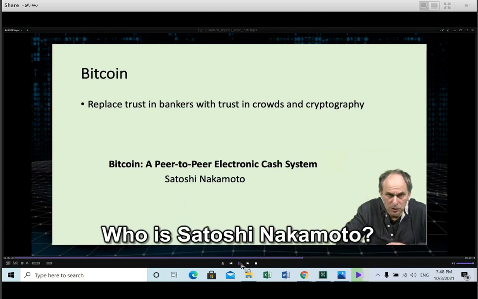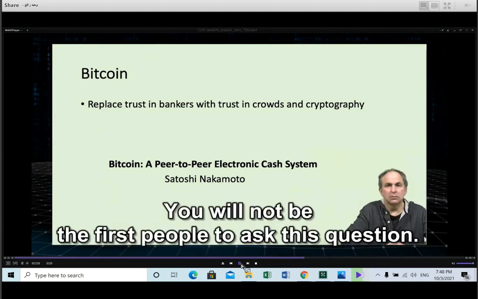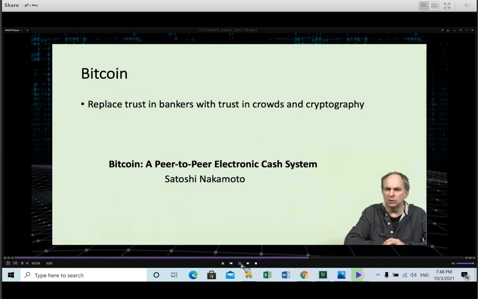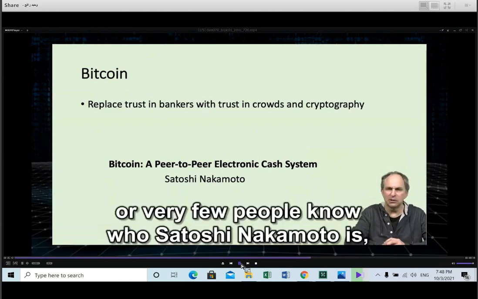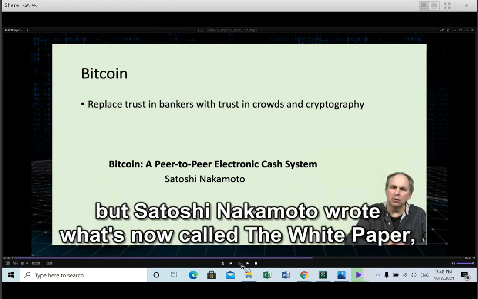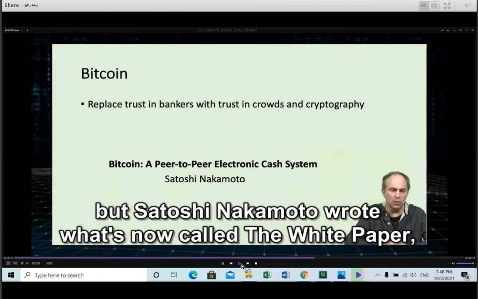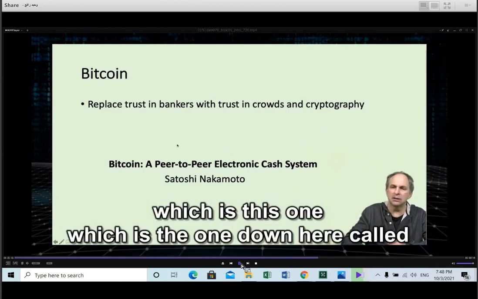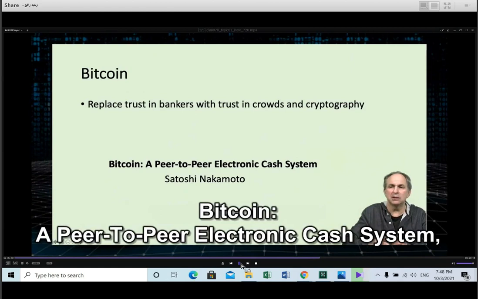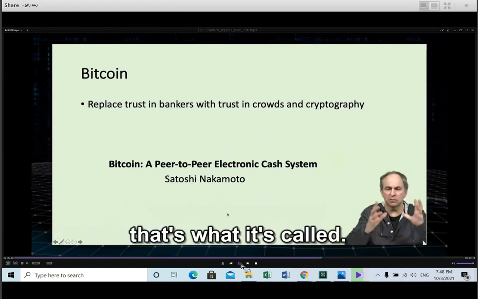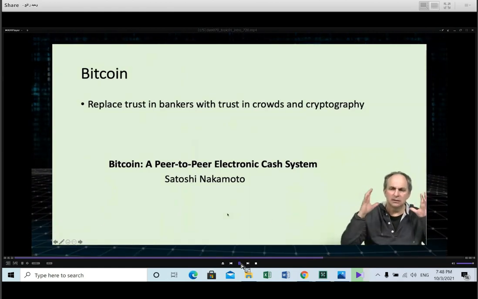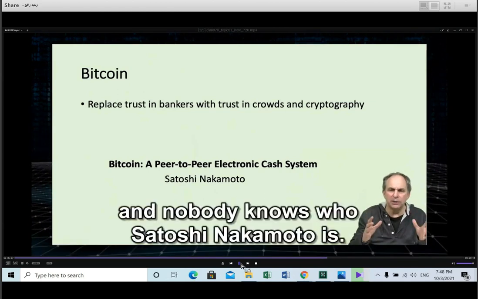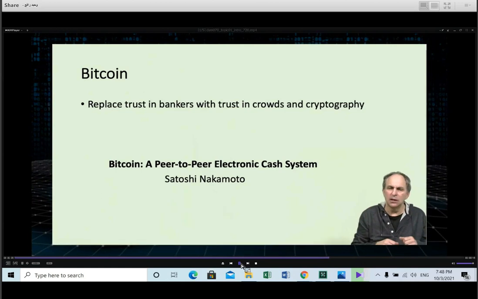Who is Satoshi Nakamoto? You are not the first people to ask this question. Nobody knows who Satoshi Nakamoto is, or very few people know. But Satoshi Nakamoto wrote what's now called the white paper, which is this one, called Bitcoin, a peer-to-peer electronic cash system. It says the author's name is Satoshi Nakamoto. And nobody knows who Satoshi Nakamoto is.